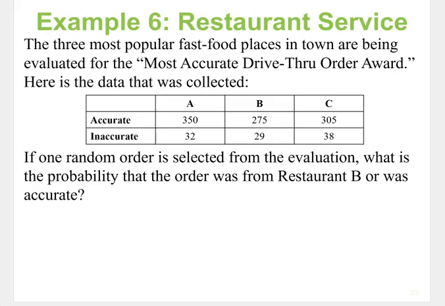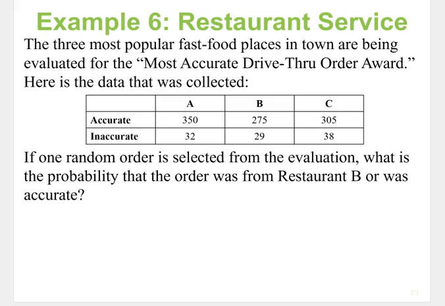All right, so let's say that you were trying to figure out which of the three drive-through restaurants in town had the best drive-through service. So you sent random people in to go through these drive-throughs and then just say, was your order correct or was it not correct? And you just collected all that data. So here's a chart representing all of that data. So if one random order is selected, what is the probability that the order was from restaurant B or was accurate? First of all, I don't know how many total orders I had.